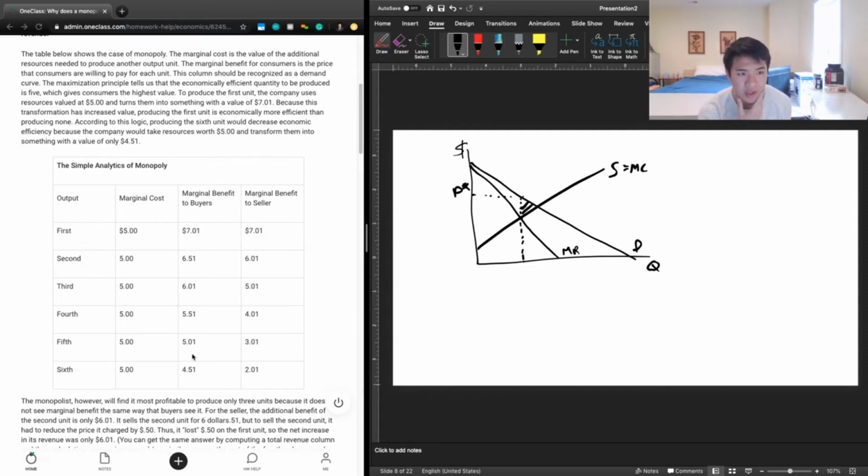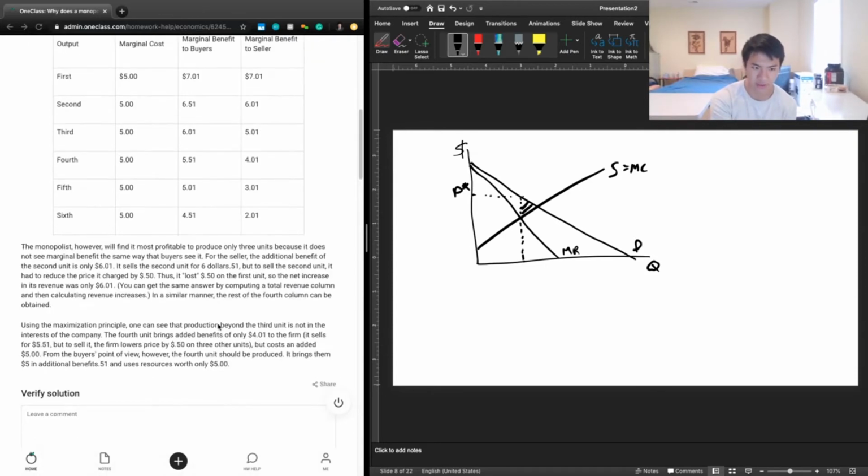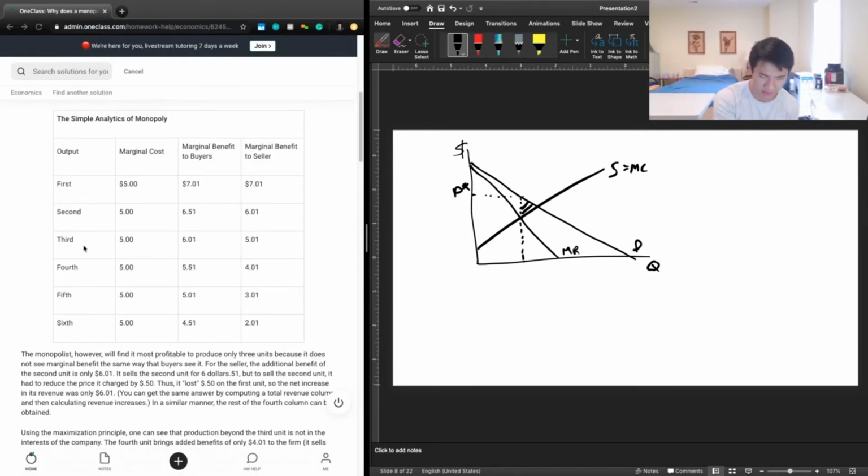To produce the first unit, the company uses resources valued at $5 and turns it into something valued at 7. Because the transformation has increased value, producing the first unit is economically more efficient than producing none. According to this logic, producing the 6th unit would decrease economic efficiency because the company would take resources worth $5 and transform them into something with a value of only $4.50. So that's correct. So you would never go to the 6th unit for sure. And this assumes perfect competition.